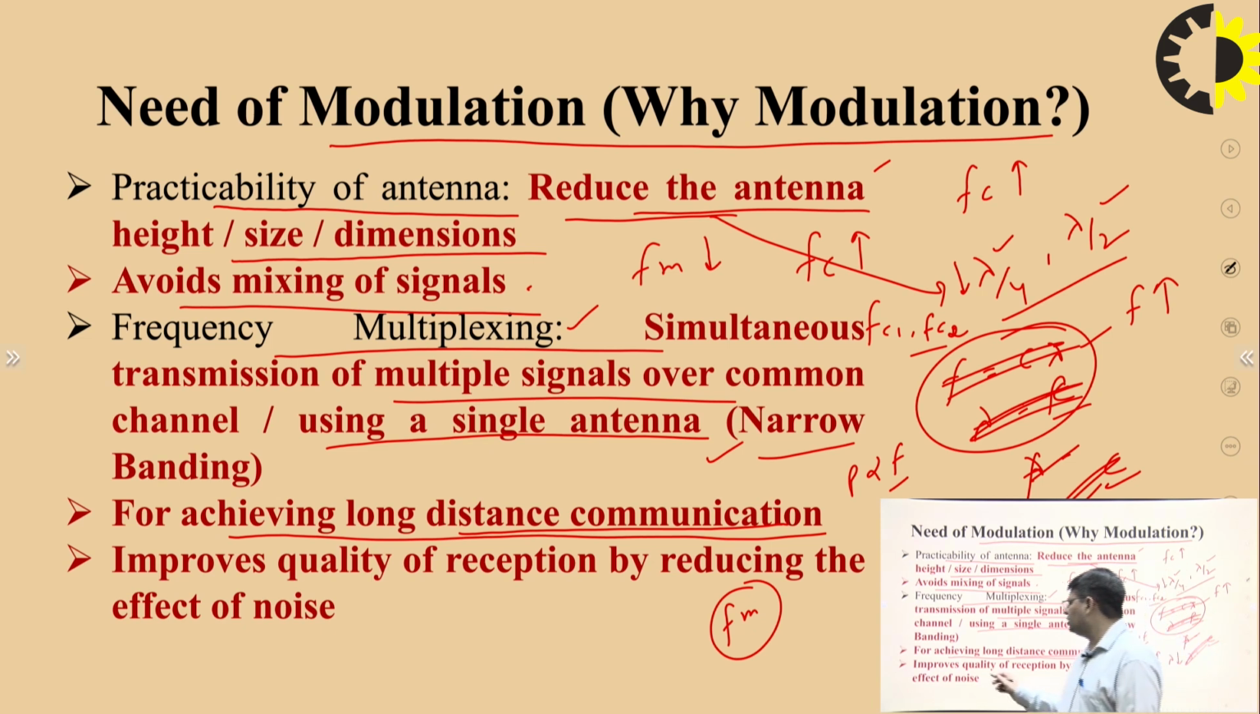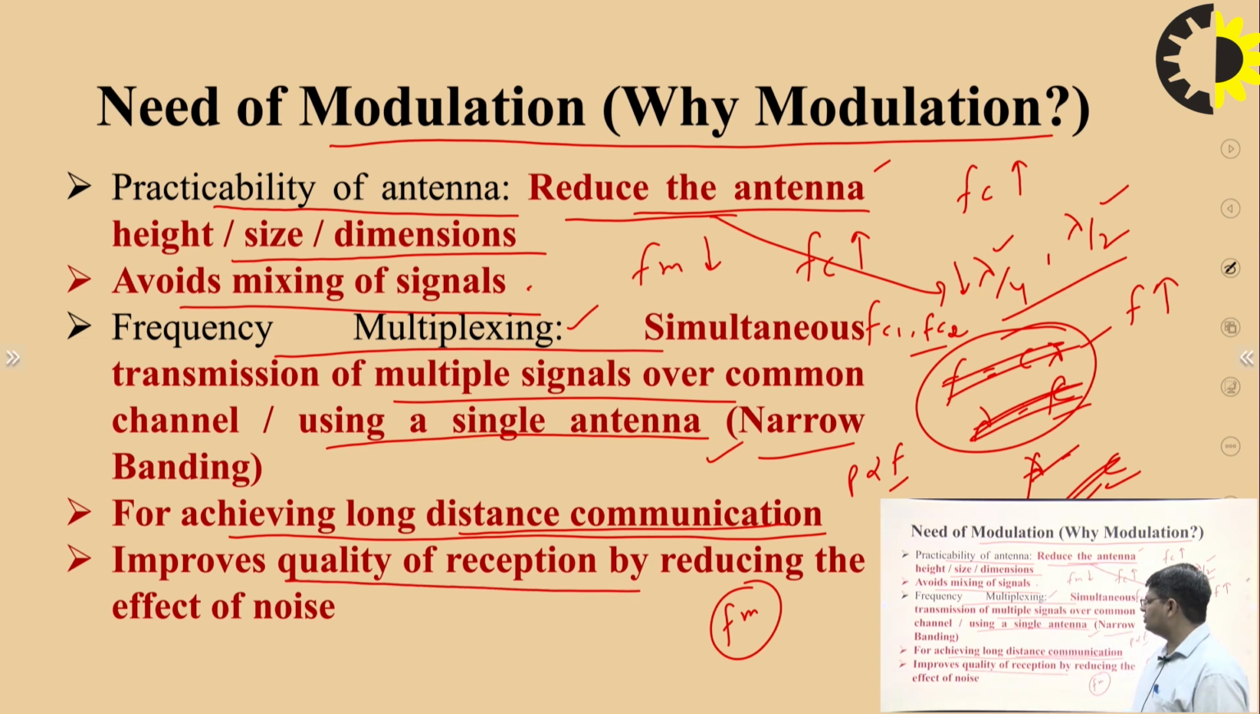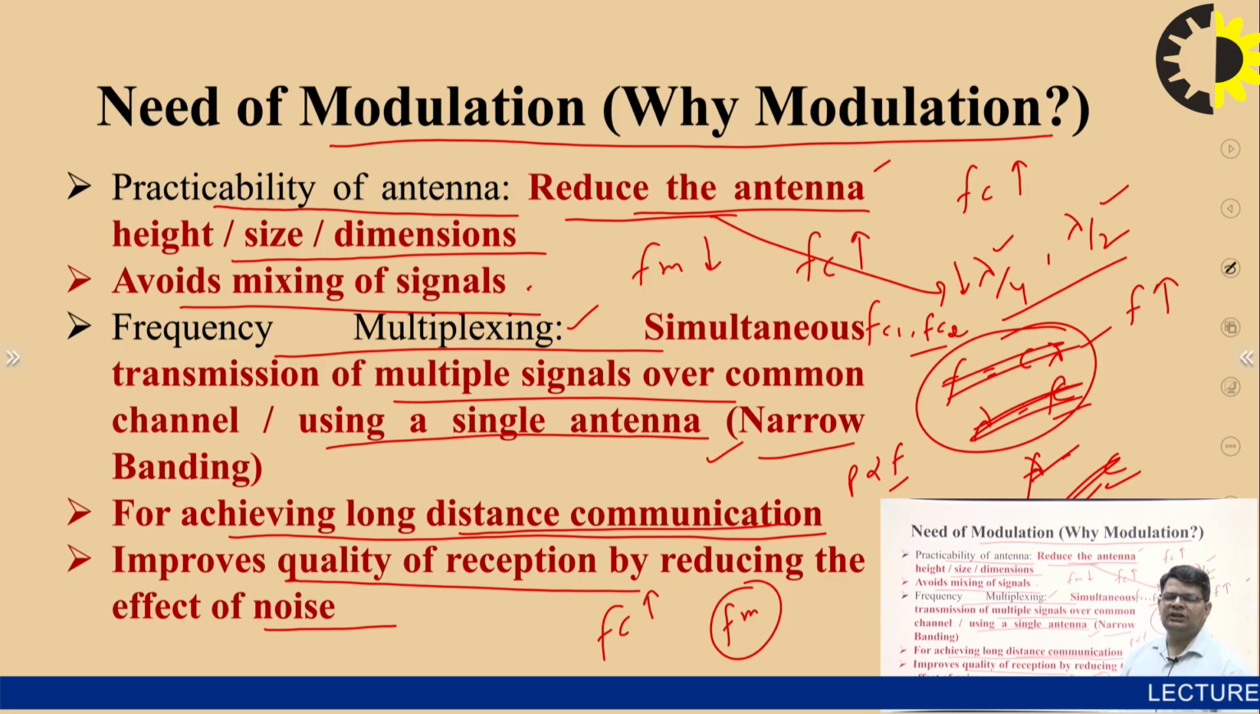Another advantage of using modulation or a high frequency carrier is to improve the quality of reception by reducing the effect of noise. We know that if we use a high frequency carrier, then the power of the signal is more, and if the power of the useful signal is more, it will be very less affected by noise. So the effect of noise gets greatly reduced when we use the modulation process. Because of these advantages, there is a need of modulation, and we do not directly transmit the message signal over the channel without using the carrier. And more importantly, we have to use a carrier with a high frequency.